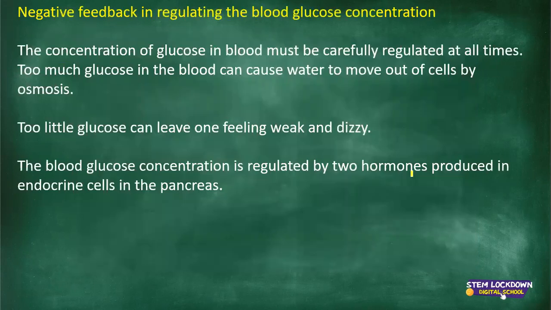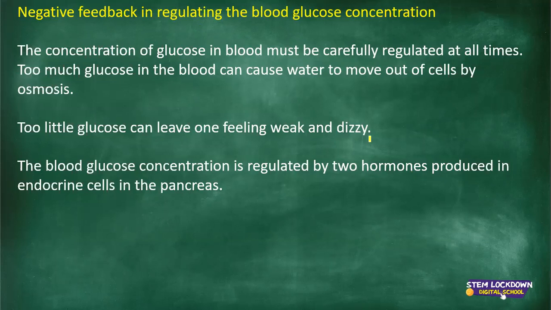And then we will discuss now the negative feedback in regulating the blood glucose concentration. The concentration of glucose in blood must be carefully regulated at all times. Too much glucose in the blood can cause water to move out of cells by osmosis. And then too little glucose can leave one feeling weak and dizzy. The blood glucose concentration is regulated by two hormones produced in the endocrine cells in the pancreas. You remember the hormones that I'm talking about? It is the glucagon and the insulin.